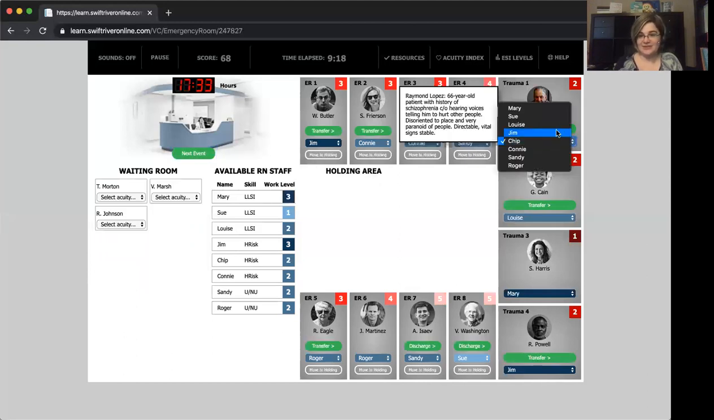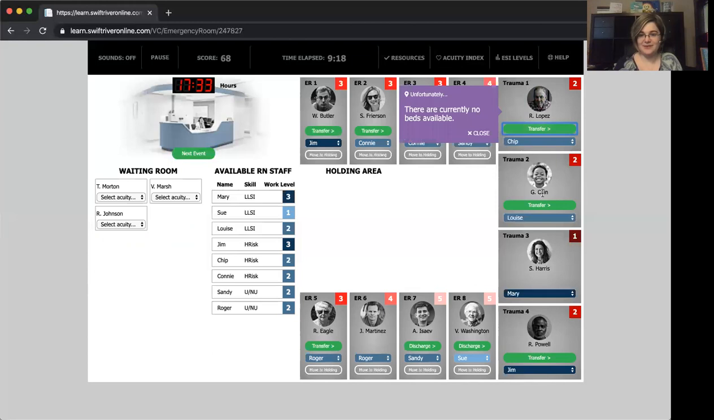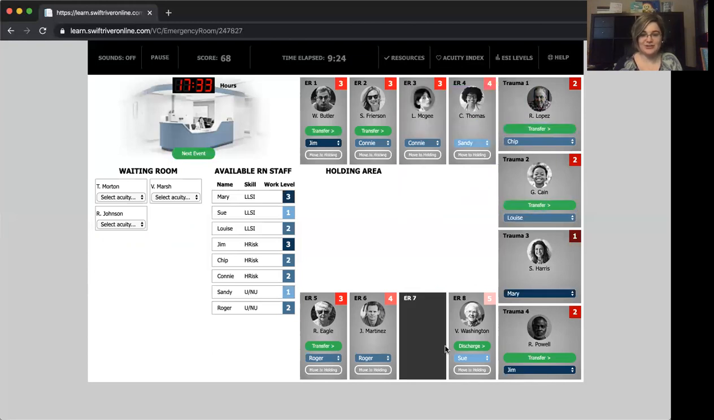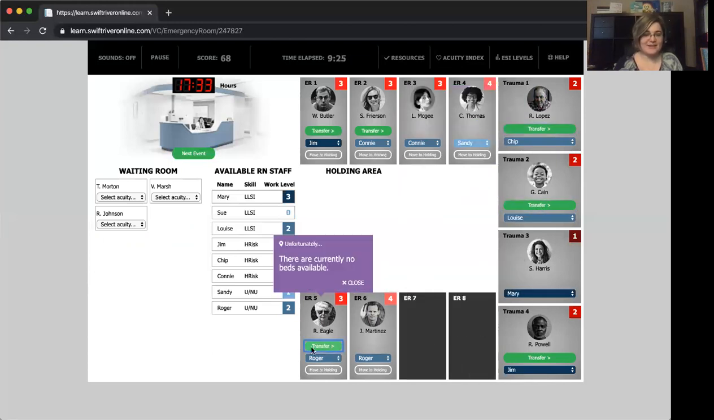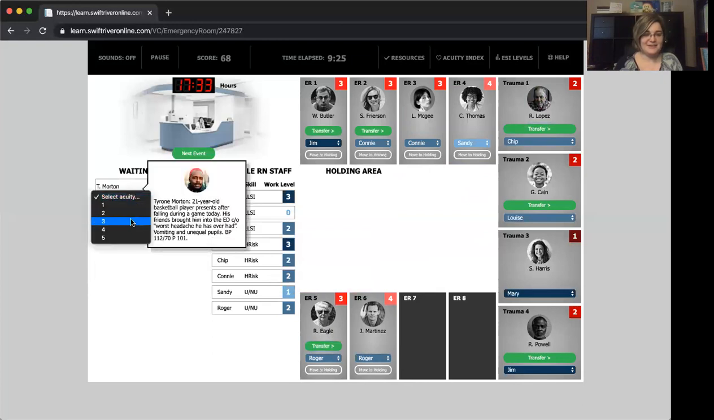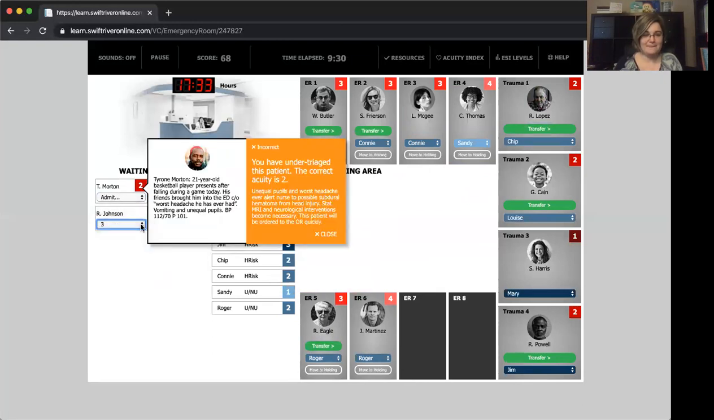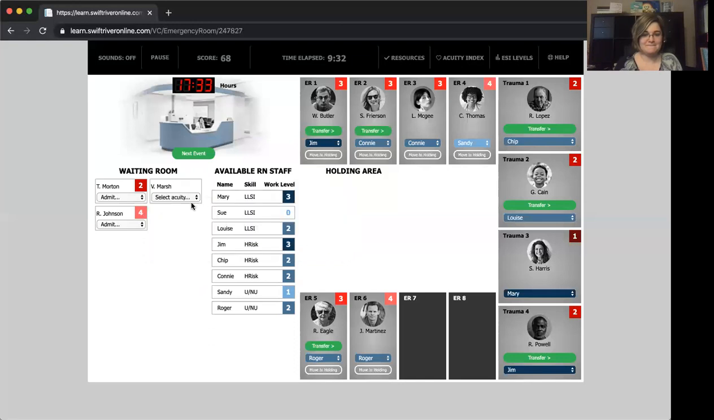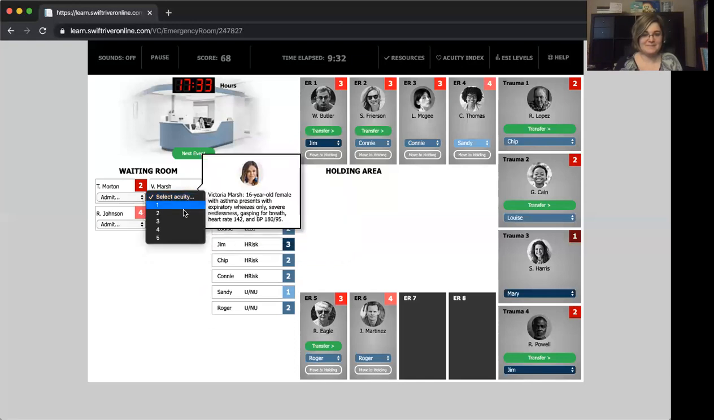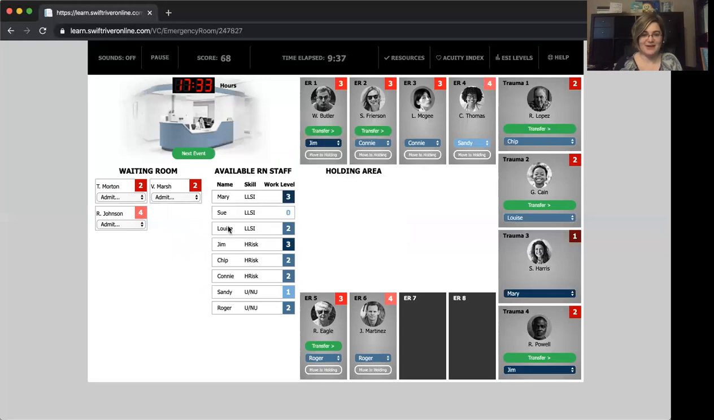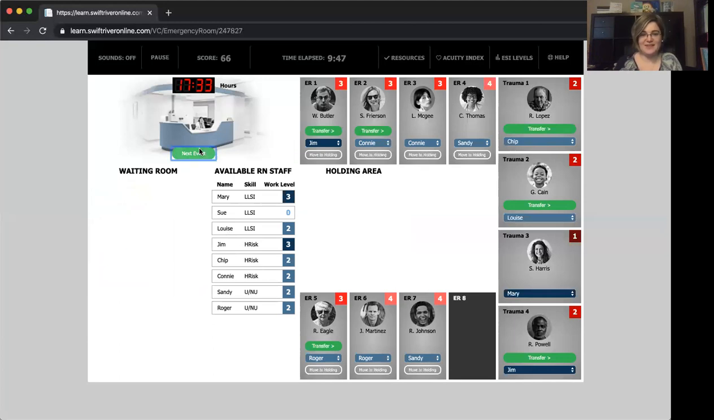Now let's see if we can transfer anybody. Oops. Nope, still no beds, but I can discharge some people. Again, you select their acuity. Please actually read these and select the right acuity. I have no place to put these patients, so I'm gonna have to divert these. And then I can admit this patient to someone else. I think you get the point by now.